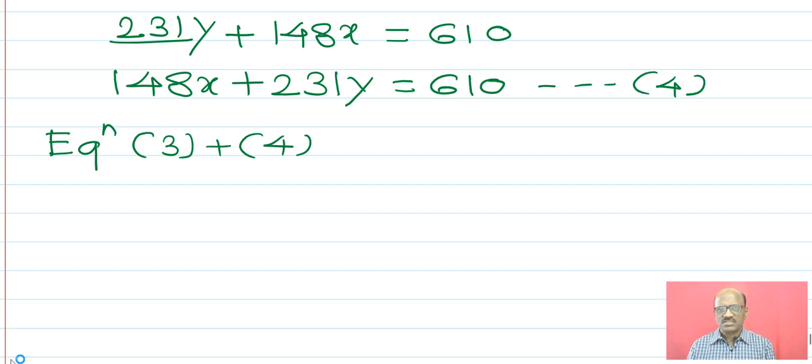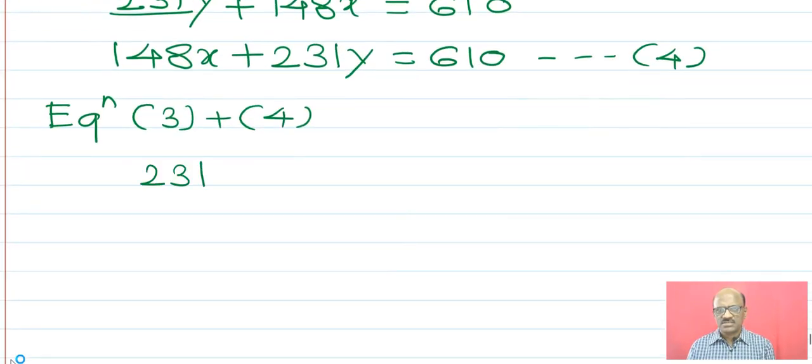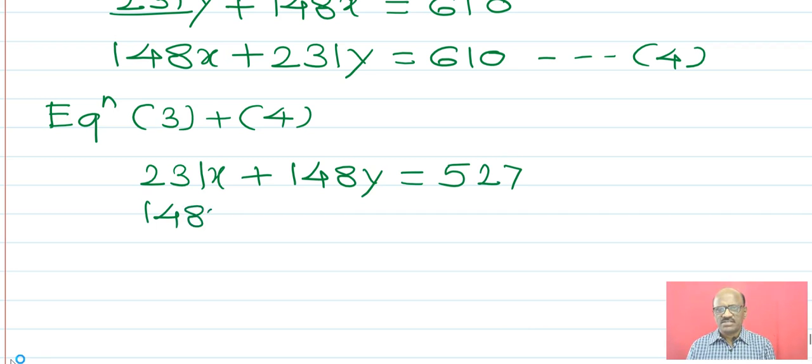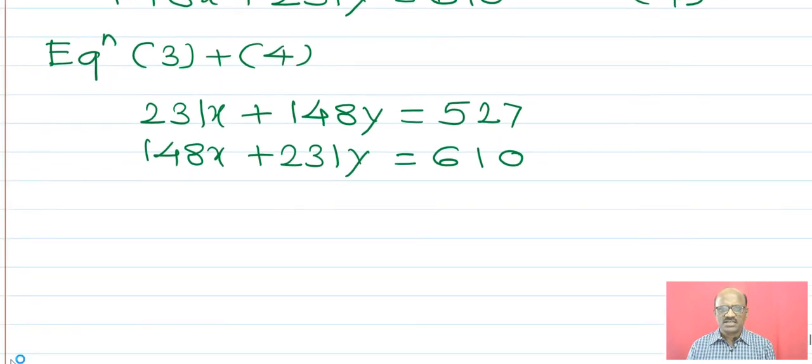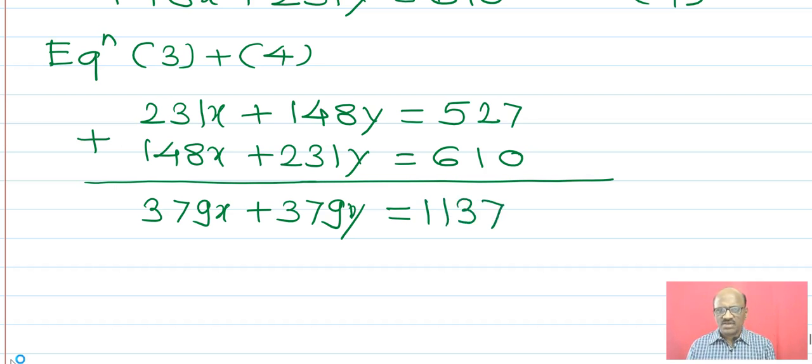Now add these two equations. Then you will get, what is it? 231x plus 148y is equals to 527, and 148x plus 231y is equals to 610. Again, this is alternate type because the coefficients are interchanged in the second equation. If you add these two equations, then 231 and 148, that makes 379x plus 379y, that is equals to 1137.